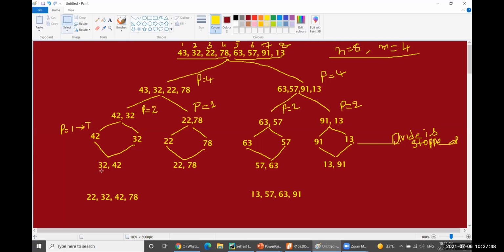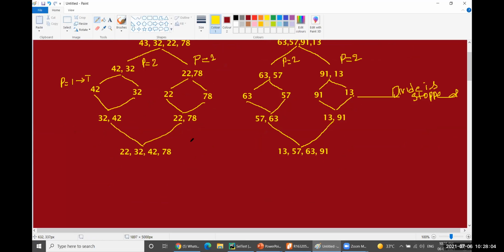So you have to sort them and show something like this. You have to sort them and show something like this. These two will be merged like this, so the merge operation takes place something like this. This is merging, and here also merging.